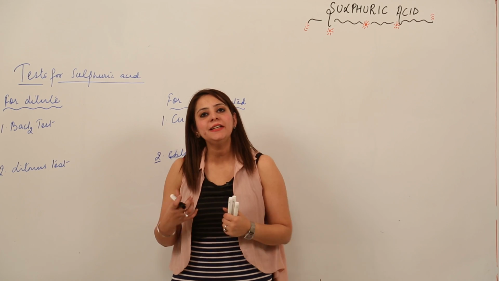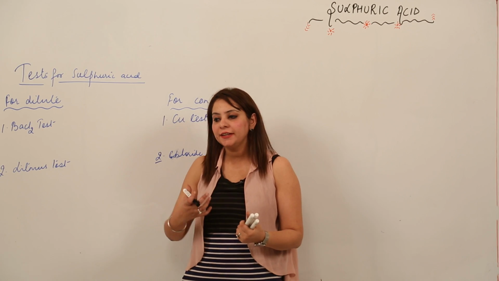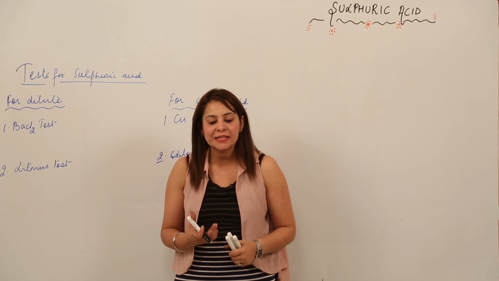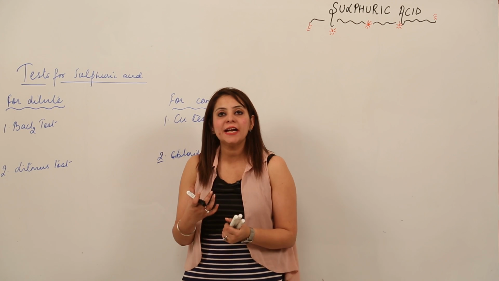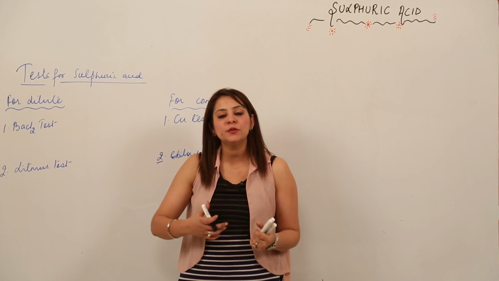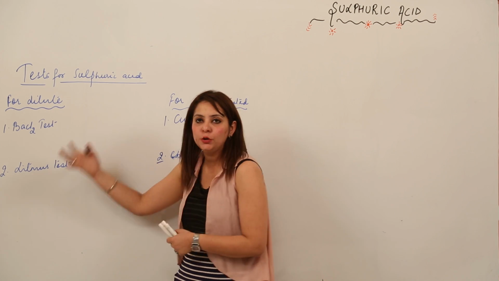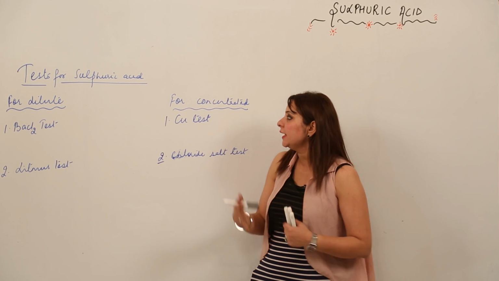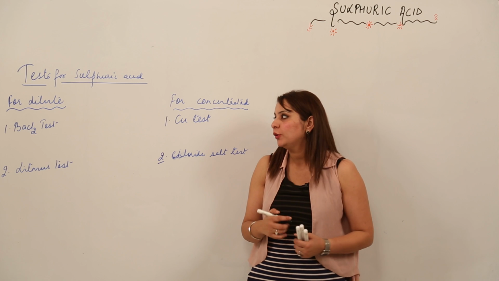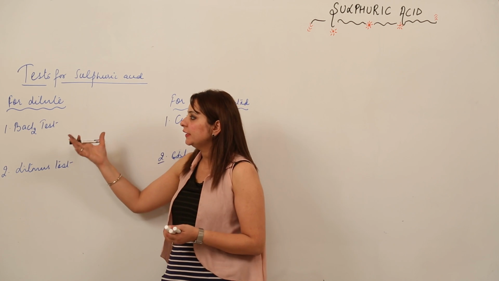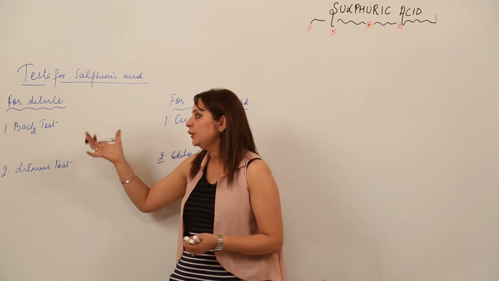Now we need certain tests in order to identify the presence of sulfuric acid, and you know that the tests are categorized under two categories. We have different tests to identify dilute sulfuric acid and different tests to identify concentrated sulfuric acid, right. So here we have the test for the detection of dilute sulfuric acid.